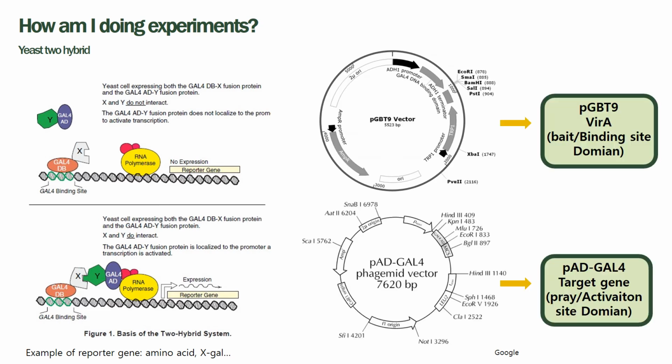On the right side are the vectors I use. The difficulty of this experiment is that if self-activation of the binding site domain takes place, it is difficult to accurately measure the strength of the protein interaction, and this self-activation depends on the gene.